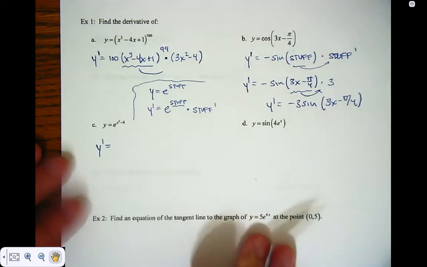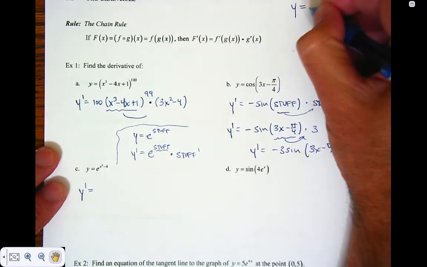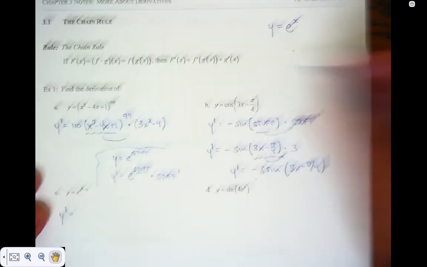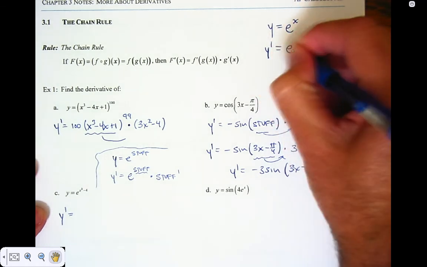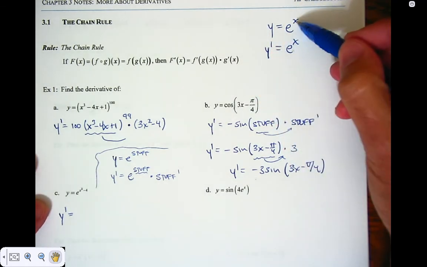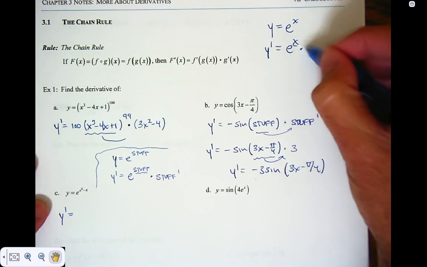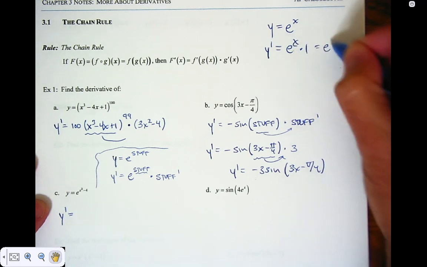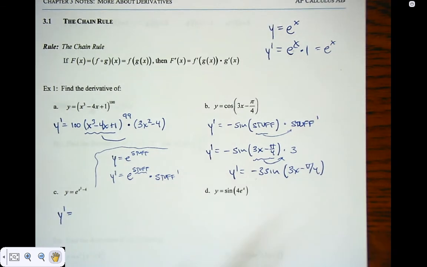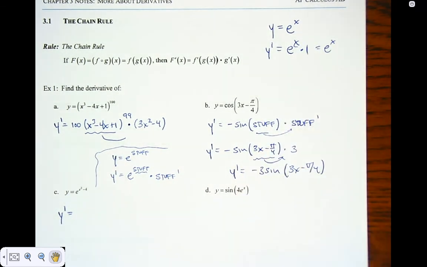And technically, you guys, we did this. So if I told you guys last chapter y equals e to the x, we said y prime was e to the x. We did the chain rule. Watch. The derivative of e to the stuff is e to the stuff times the derivative of the stuff, which was 1, giving us e to the x. So technically, we've been doing the chain rule, but because it was a 1, it didn't seem like we were.